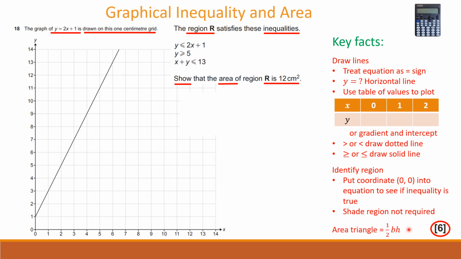Then you also need to know the formula for the area of a triangle, which is going to be half the base times the height. And the region R has got to be 12. So you've got to use this formula here to show that this region is 12.